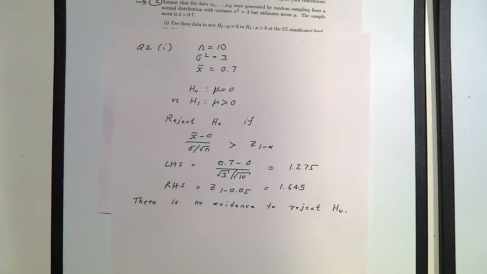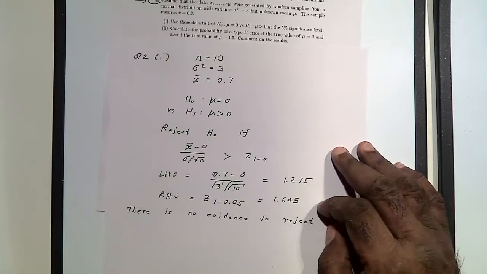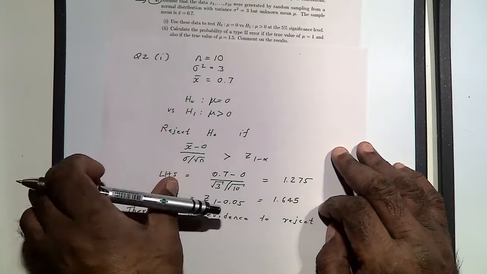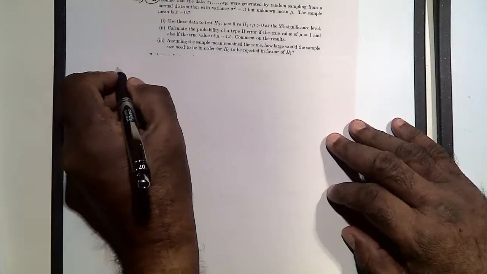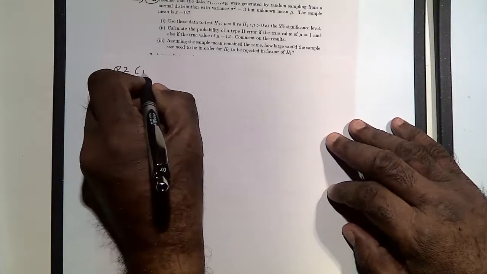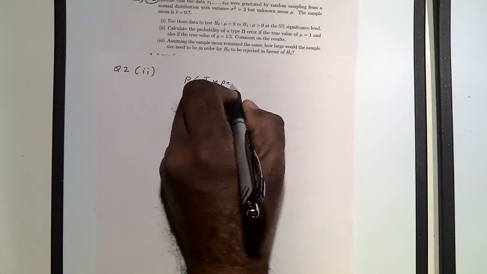Alright, question 2, part 2. Part 2 is asking you to calculate the probability of type 2 error if the true value of mu is 1 or 1.5. So let's see how we can do this. This is question 2, part 2. We want to find the probability of type 2 error.